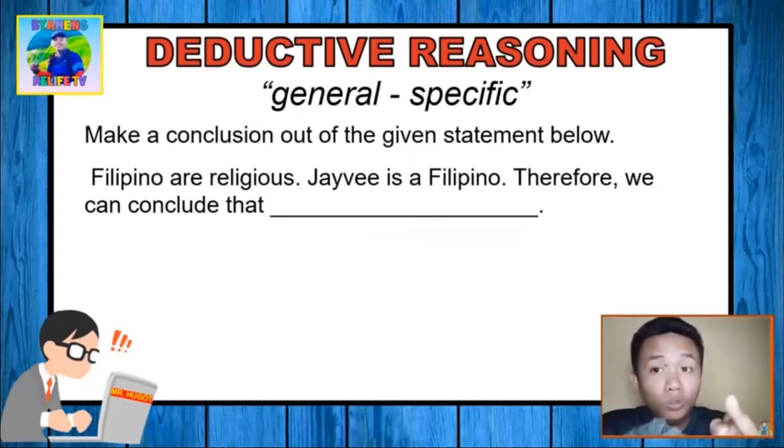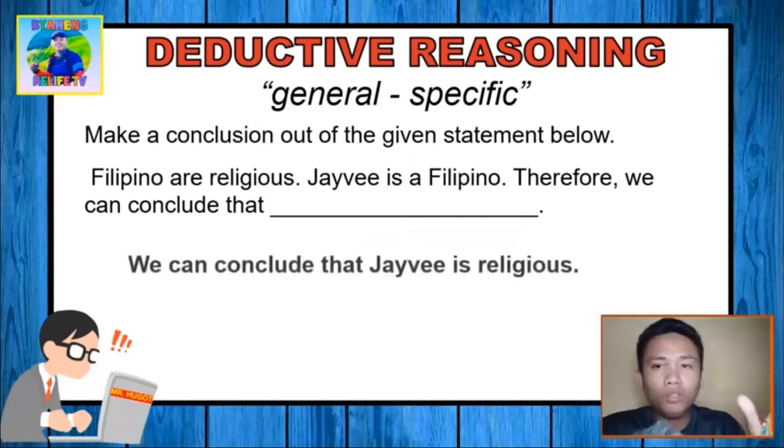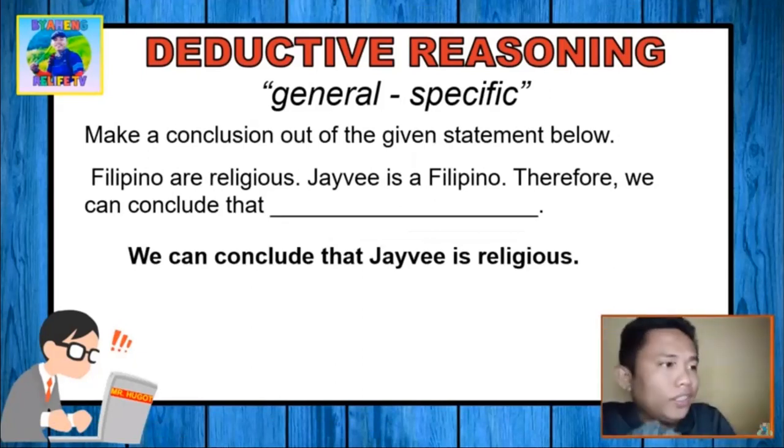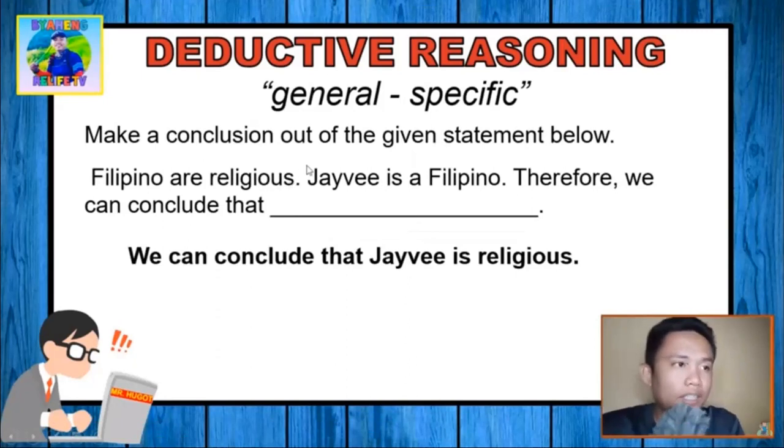1, 2, 3, 4, 5. And the answer is, we conclude that JB is religious. Sir, paano nangyari yun? General to specific. Let's try to study, guys, yung ating rules. Dito kasi, guys, yung Filipinos are religious, siya yung ating general statement. Tapos nagbigay tayo ng isang example na si JB daw ay Pilipino. Therefore, guys, makukuha natin na si JB ay religious since siya ay Pilipino.